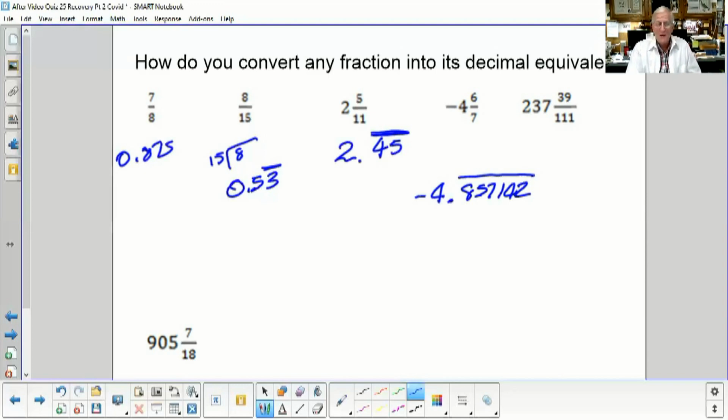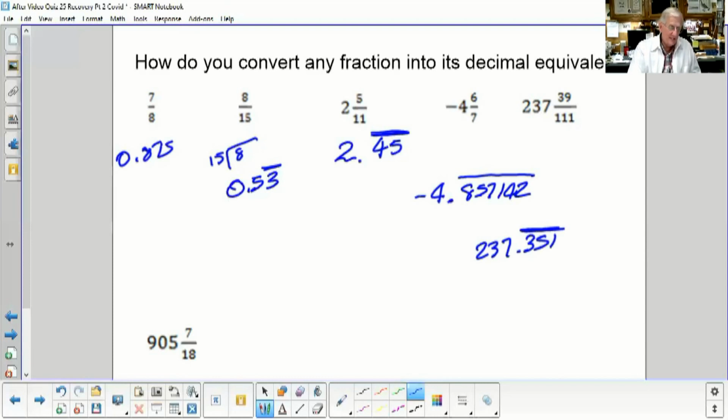All right, 39/111. All right, so you put down your 237, and you take 39 and divide it by 111. And when you do, you get 0.351351. So it's a repeater like so.